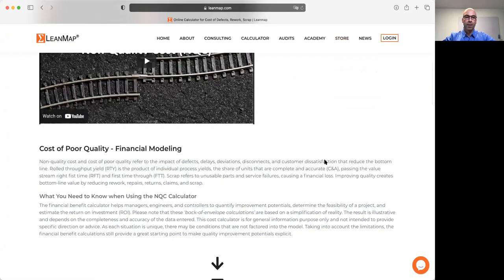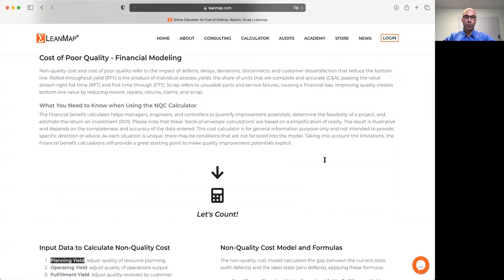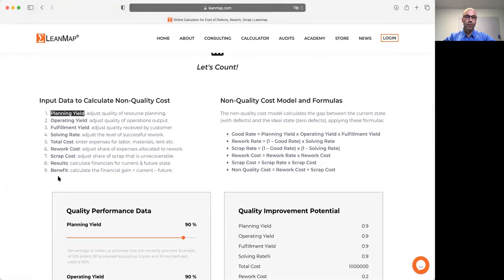Okay, cost of poor quality. What do we need to know? We need to know the planning yield or the front-end yield. And this means how well we schedule resources and how well those resources are actually available when we need them. So the capacity resource planning.